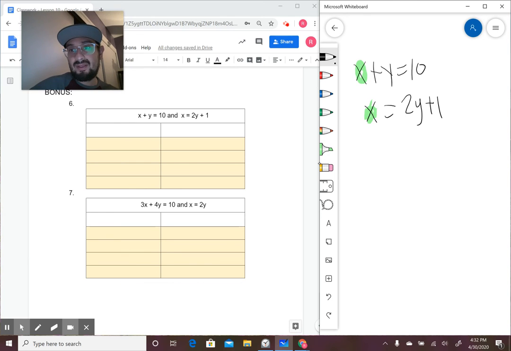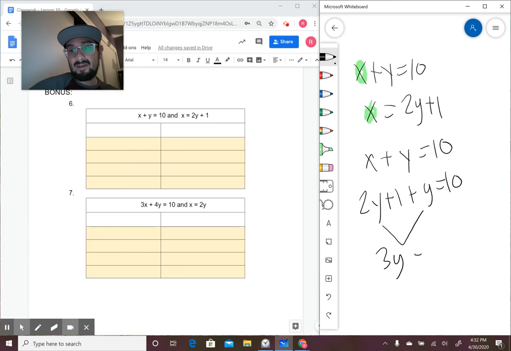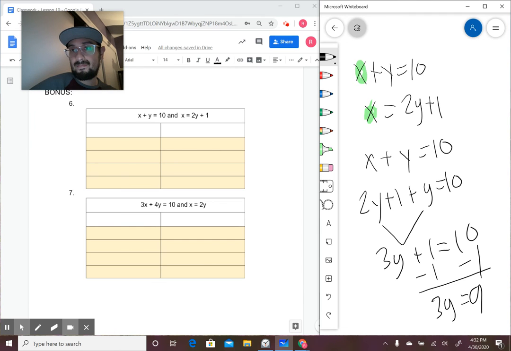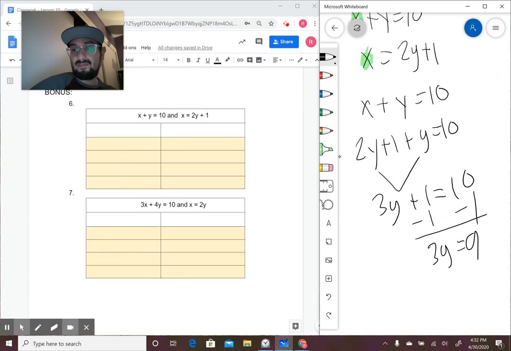So it's going to be x plus y equals 10. So I replace that x with 2y plus 1, plus y equals 10. So combine these two like terms, 3y plus 1 equals 10. Subtract 1 on both sides, 3y equals 9. Divide by 3 on both sides, y equals 3.